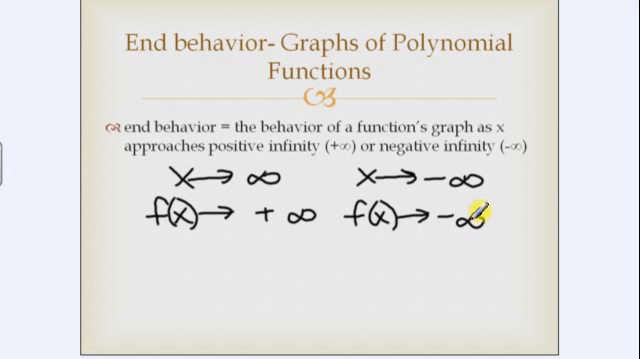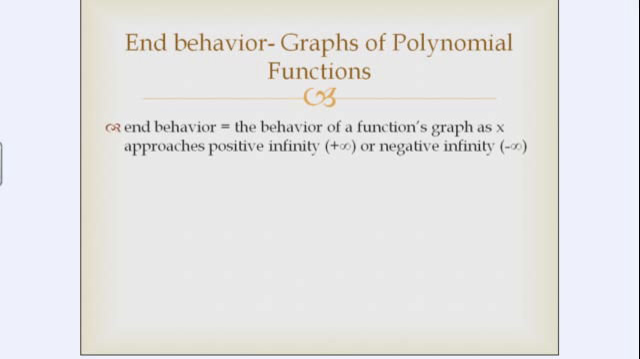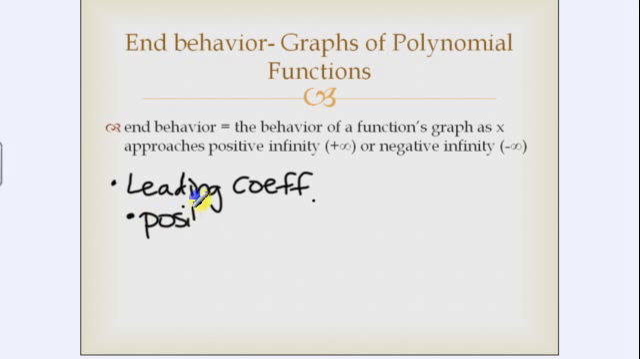Well, there's a couple of things we want to look at in the function to determine the end behavior. The first thing we want to look at is the function's leading coefficient. Remember, the leading coefficient is the number in front of the highest exponent, or the variable with the highest exponent. Now, the leading coefficient is either going to be a positive number or a negative number.